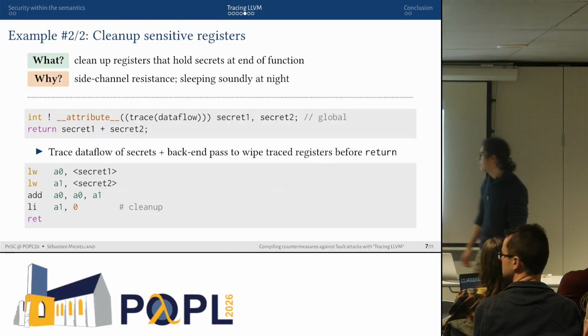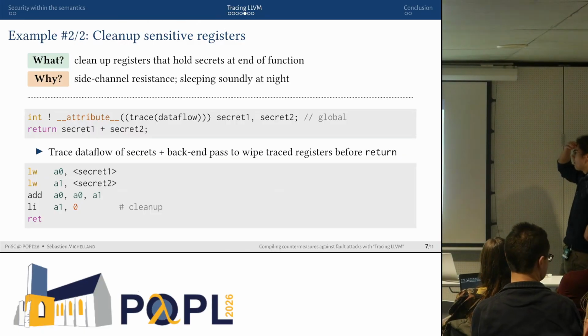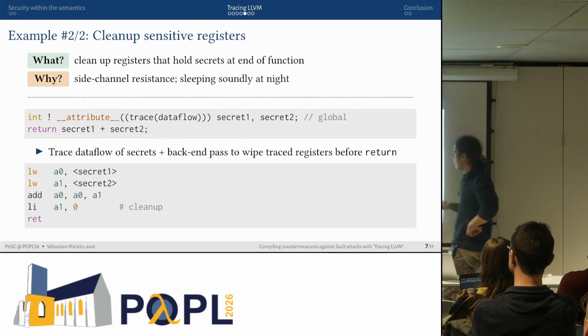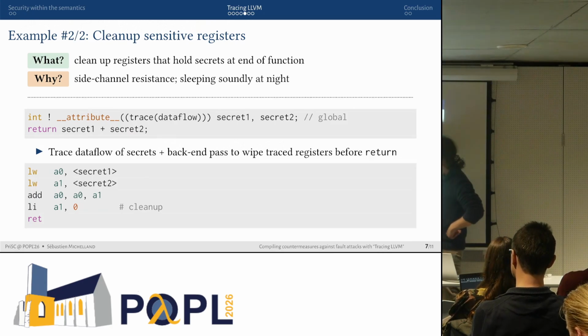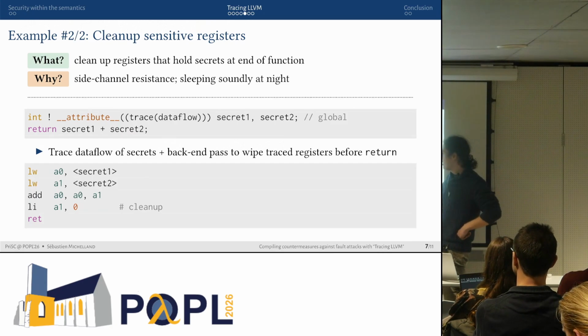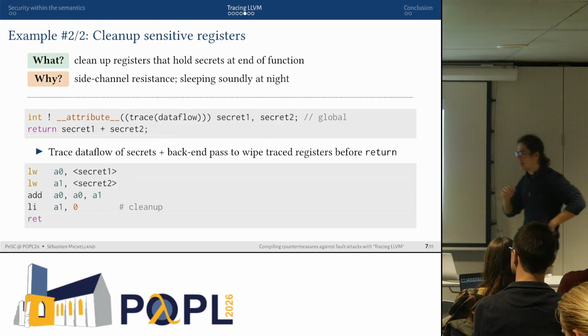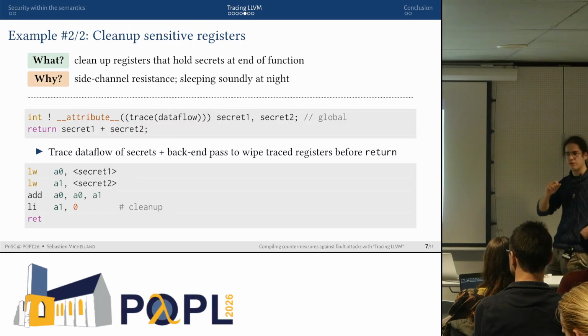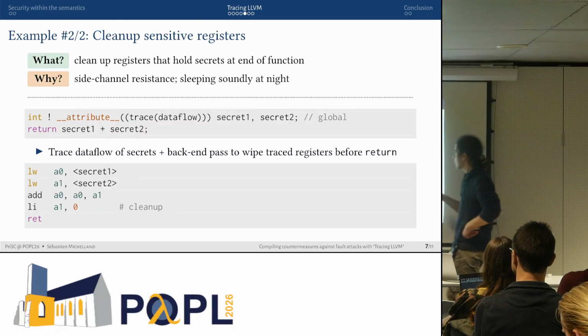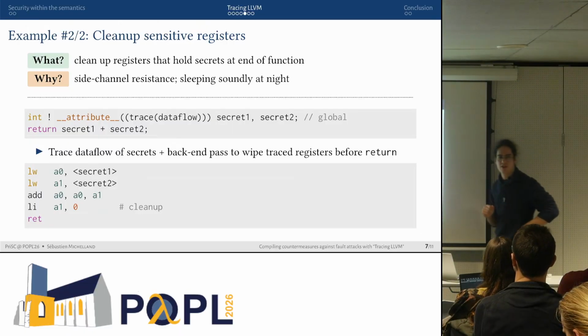So here's how you do that in Tracing LLVM. A bit of a mouthful, but we can see that. Let's say I have two secrets that are global values, secret1 and secret2. I use this annotation there. The bang is a type constructor, and then the attribute asks the compiler to trace the data flow of this variable. This is just a way to tell the compiler that this is all secret.